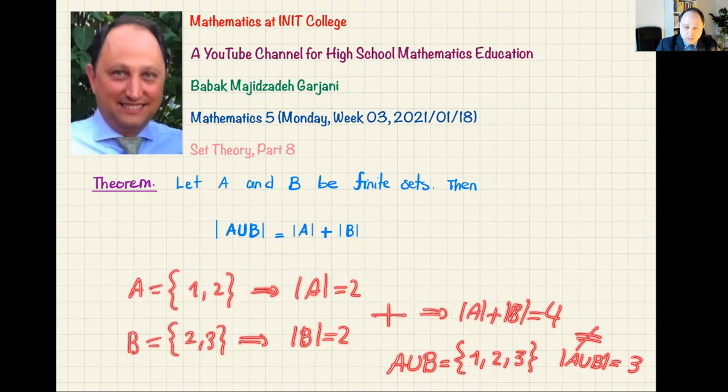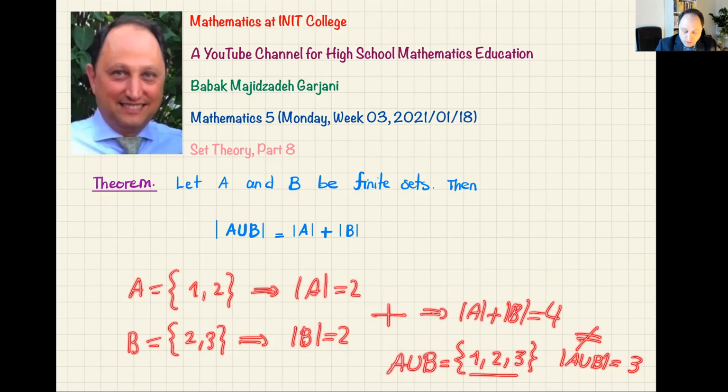Mr. Babak, there is a way to fix that. Yeah, exactly. There is a way to fix that, and that is the content of this theorem. But first of all, I want you to understand that this somehow intuitive idea is not correct. And the reason that this is not correct is because when we want to do the union, if there is an element which is repeated, we do not repeat it. So that's the reason that this formula is not correct.